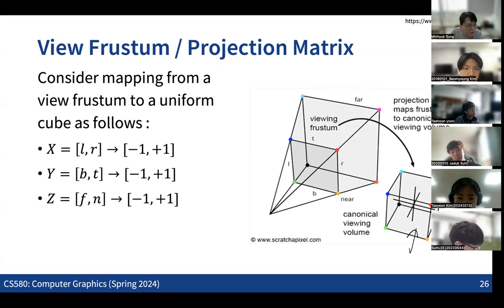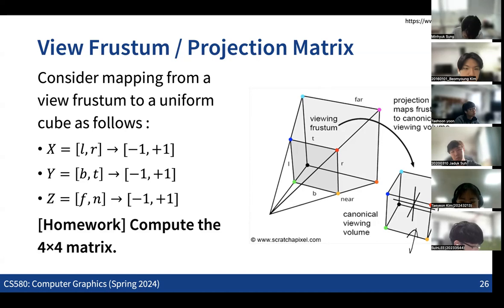A homework that I want to give you is to think about the 4 by 4 projection matrix which maps this view frustum, defined with the range along the XYZ axes, into this unit cube defined with the range -1 to +1 along each axis. So think about this 4 by 4 matrix doing this projection from the view frustum into the unit cube. Okay, so that can be the quiz in the next lecture.